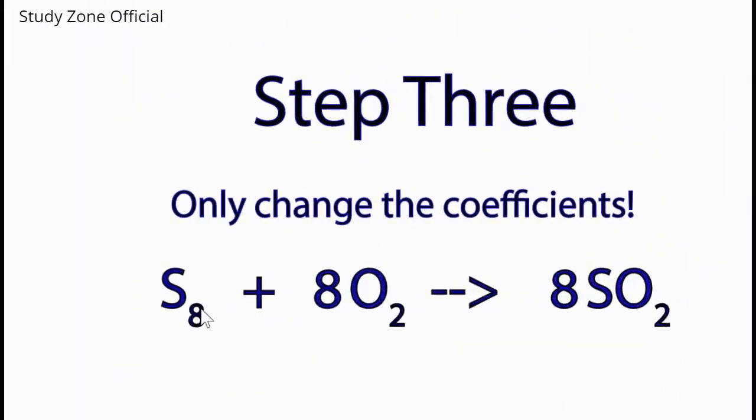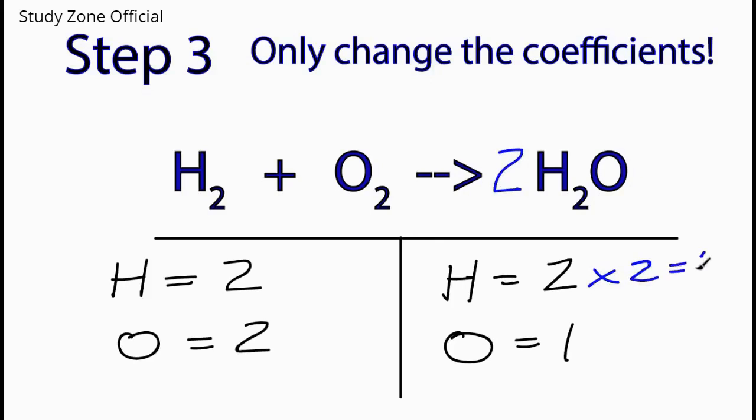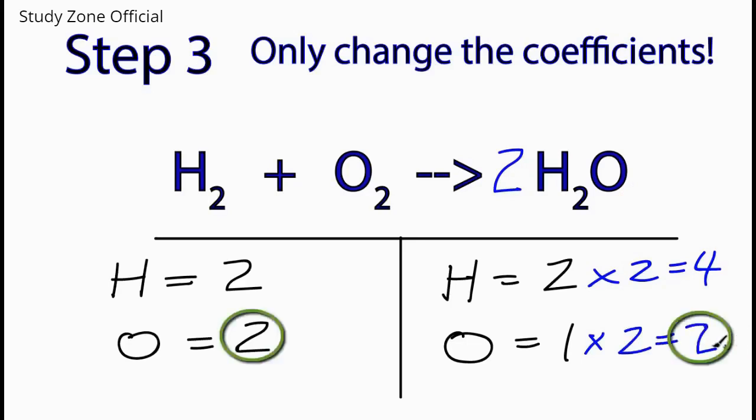Step 3, so you don't forget, only change the coefficients. Let's try another problem. So in this equation we have 2 hydrogens, 2 oxygens, over here 2 hydrogens, and 1 oxygen. How about, let's see, I'll put a 2 right here. So 2 times 2, that gives me 4 hydrogens, but 2 times the 1, that'll give me 2 oxygens. So my oxygens are balanced now, but my hydrogens are messed up.